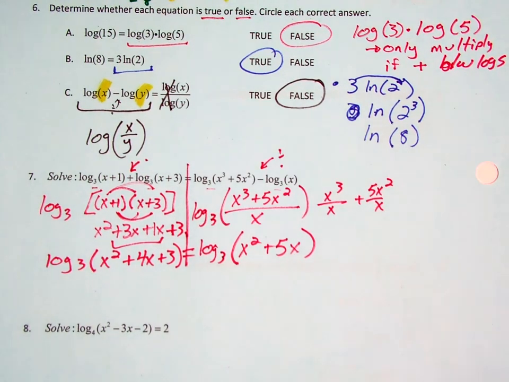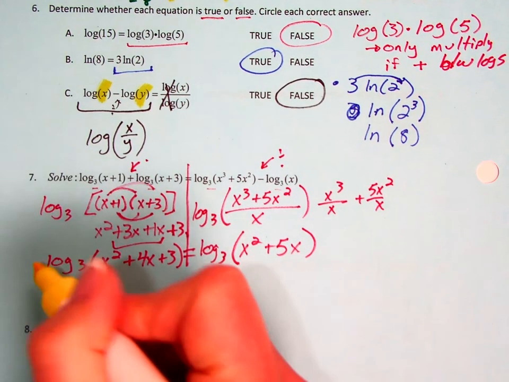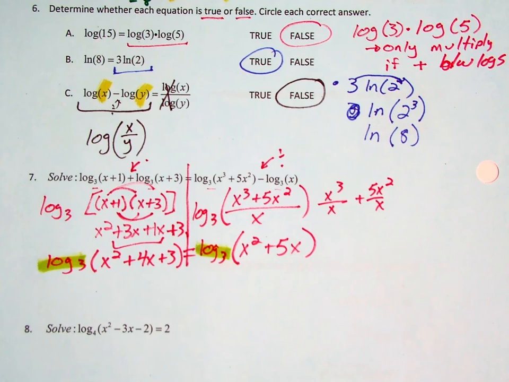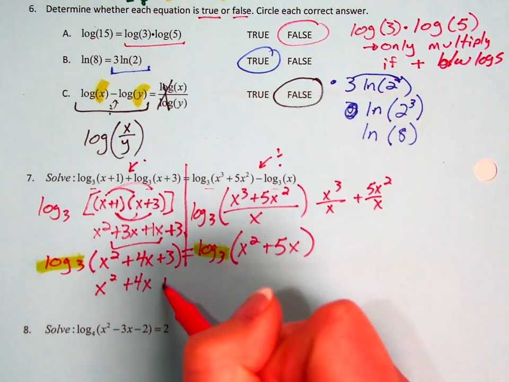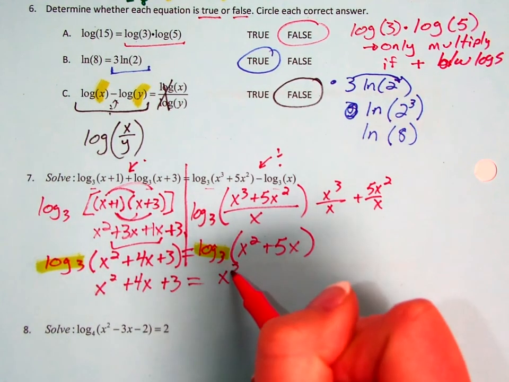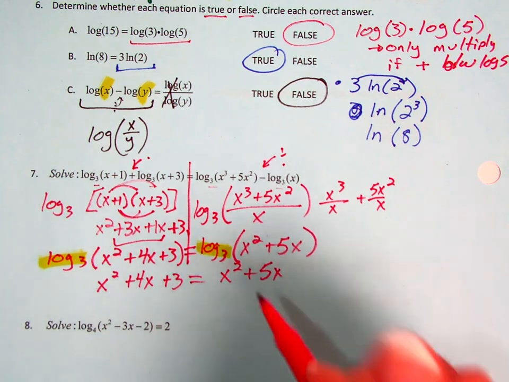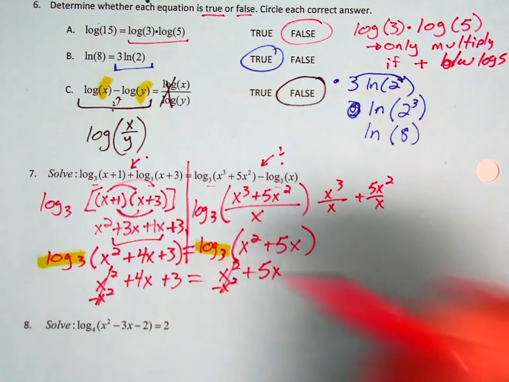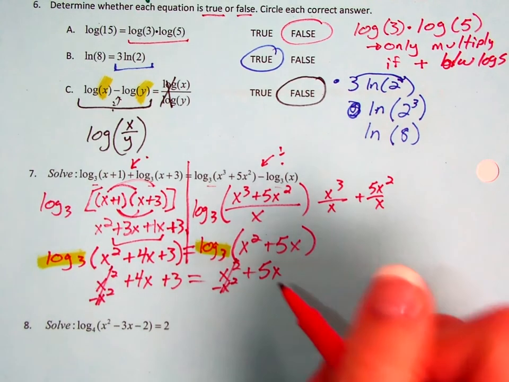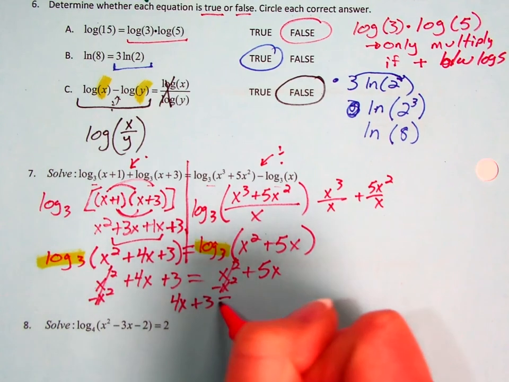Okay, so now that there's only one log on each side, and these logs are the same, they're both log base 3, that means that we can go ahead and ignore those and just say, well, x squared plus 4x plus 3 equals x squared plus 5x. And now the goal is to get everything on one side so we can solve. So we would subtract our x squared, which means these would cancel on both sides. So then now when I look at this, we have 4x plus 3 equals 5x.